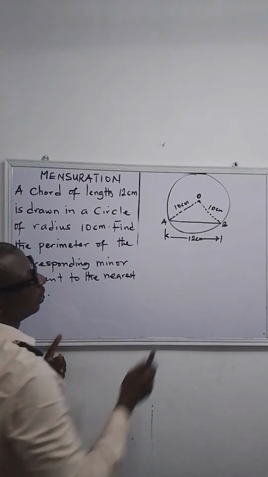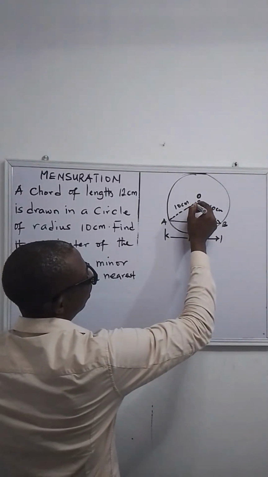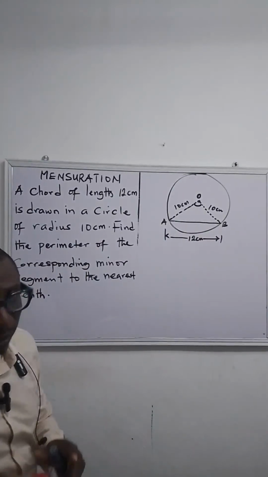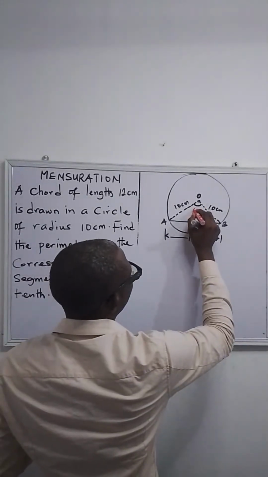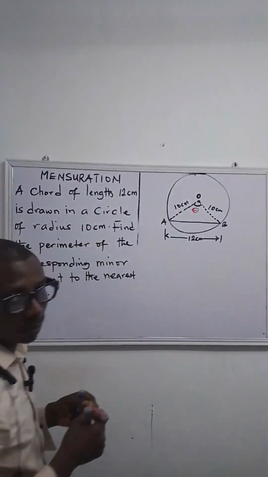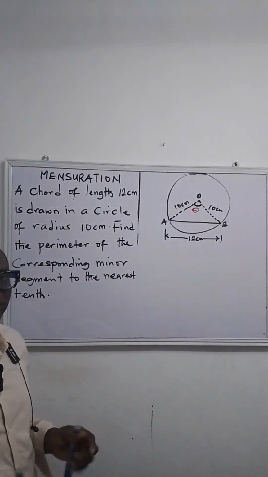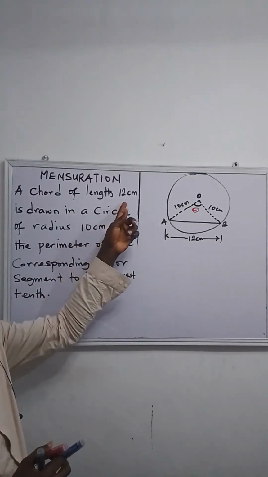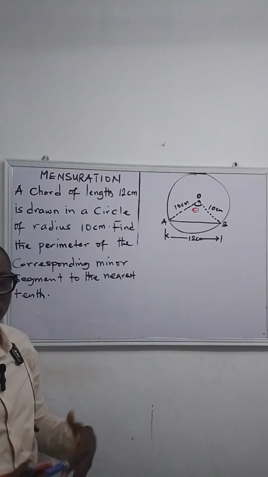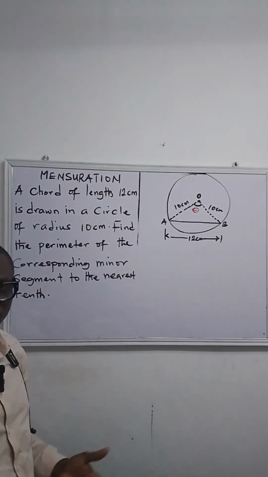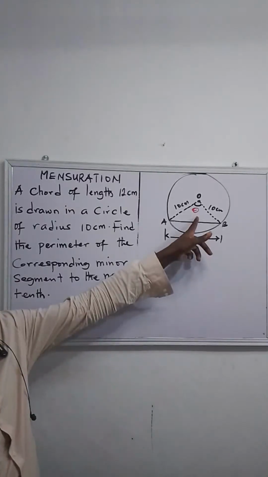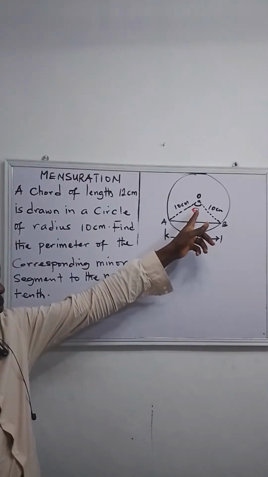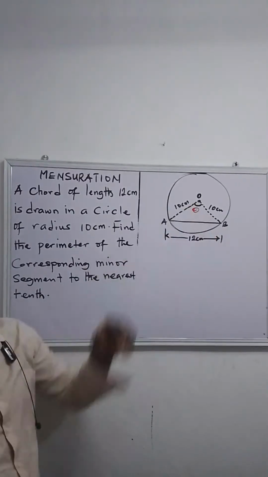Okay, so now we need to get the angle here. Let's find a way of getting theta. Since we have been given the length of the chord to be 12 centimeters, we can make use of the formula for the length of a chord. We use that to get this angle here, since the chord subtends an angle at the center of the circle.